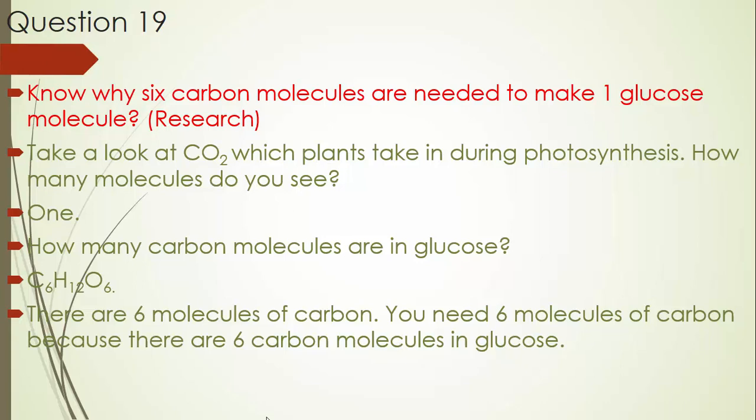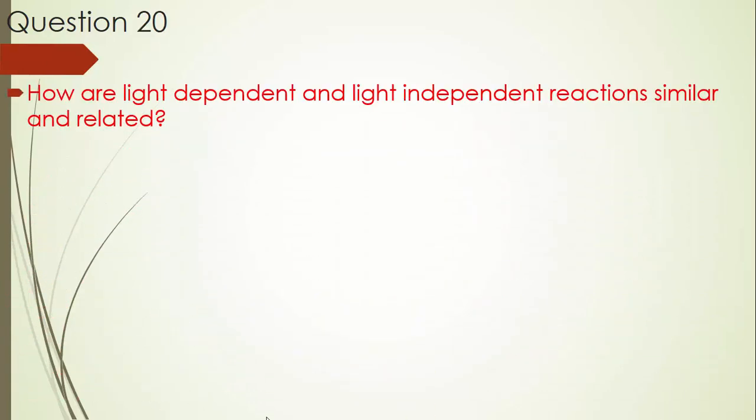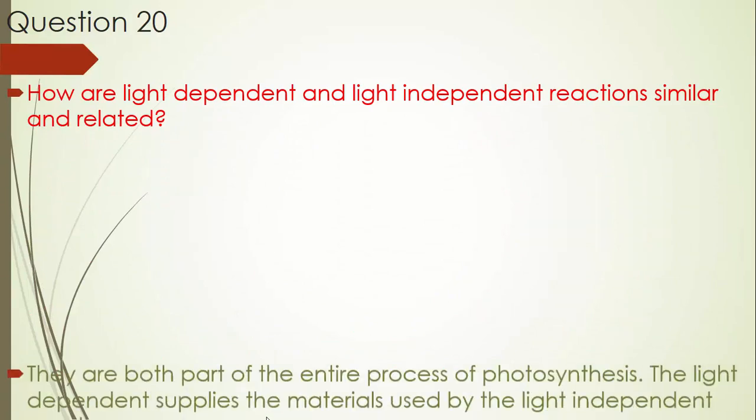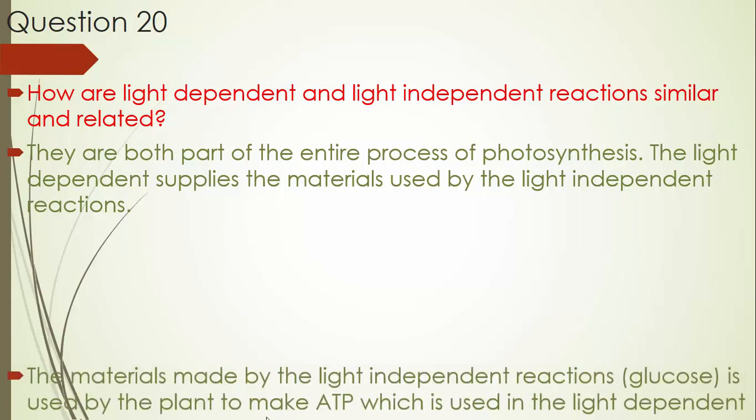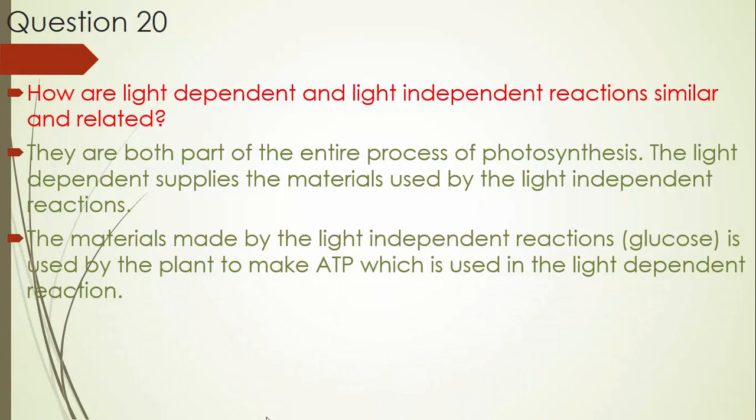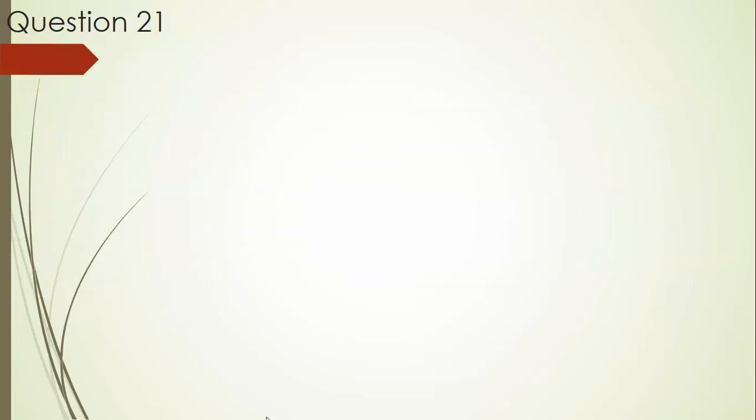It is that simple. All right, number 20, and getting close to the end here. How are light-dependent and light-independent reactions similar and related? Well, they're both part of the entire process of photosynthesis. Light-independent is not part of cellular respiration. It makes a product used in cellular respiration, but they're both part of photosynthesis. The light-dependent supplies the materials used by the light-independent reactions. The materials made by the light-independent reactions, which is glucose, is used by the plant to make ATP, which is used in the light-dependent reaction, and the cycle repeats and continues.